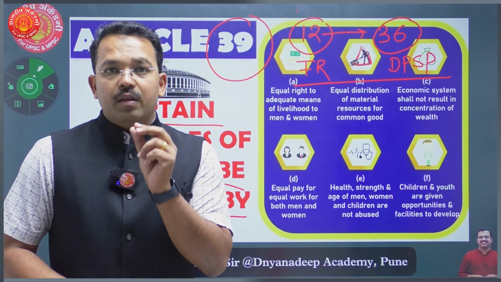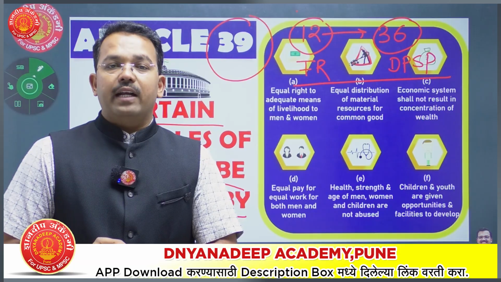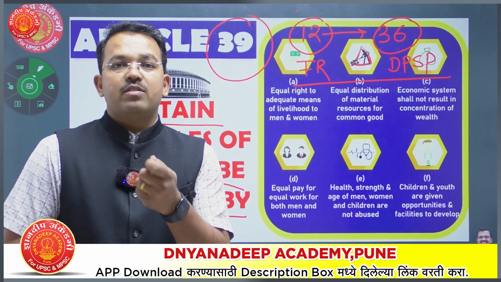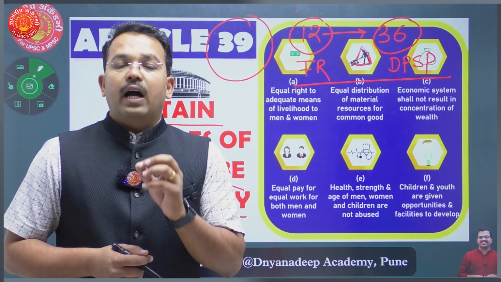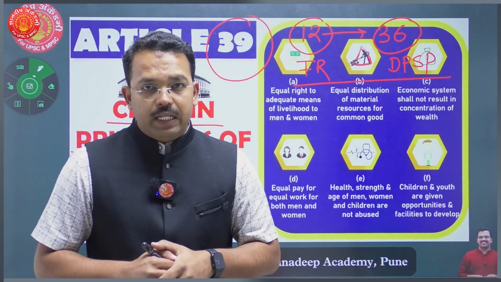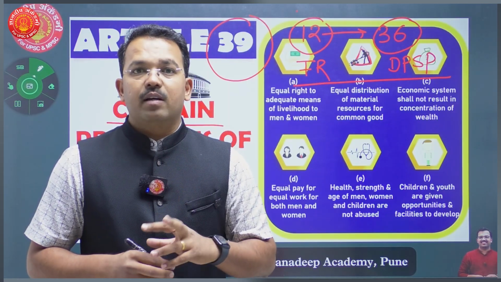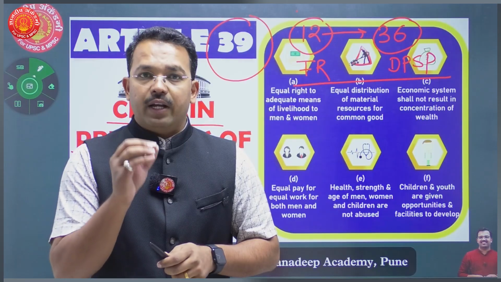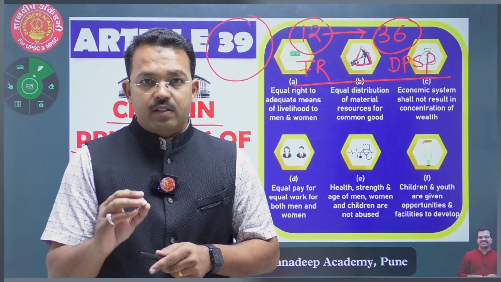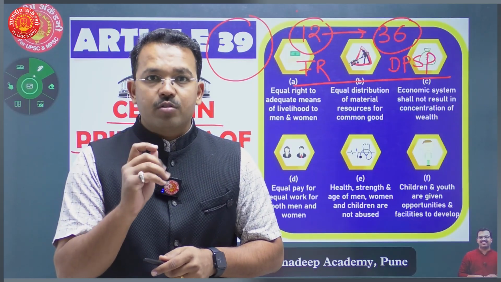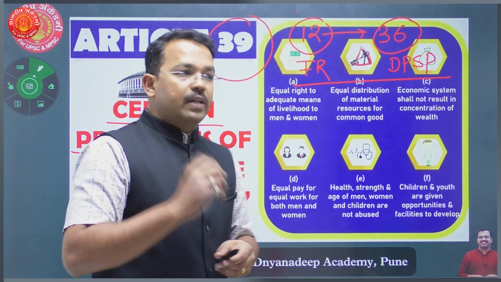So what all important central principles must be followed by the state while building a welfare state are given in Article 39. One important thing: Article 39 is a very crucial article for understanding the prelims examination, the mains examination, rather I would say for the entire preliminary examination of all state PCS and UPSC. Article 39 is the most crucial article in DPSP, that is, in Directive Principles of State Policy.